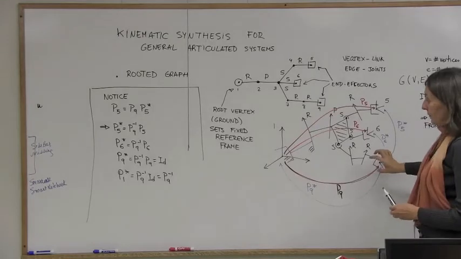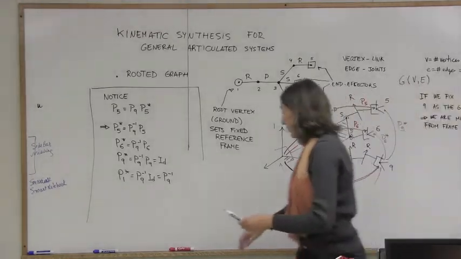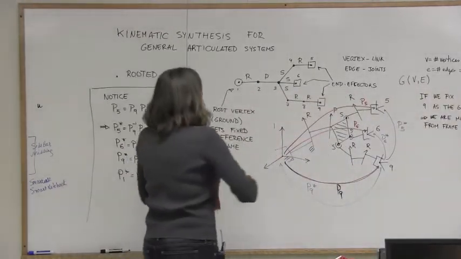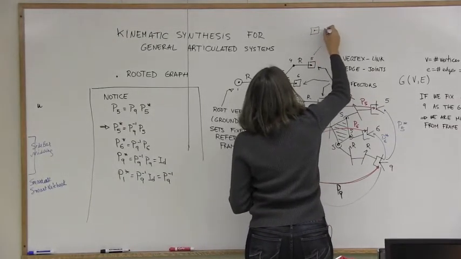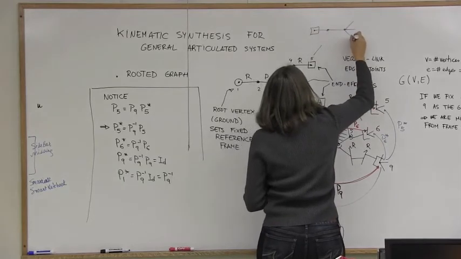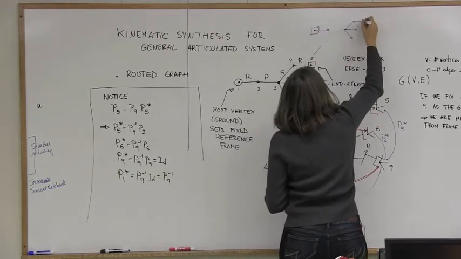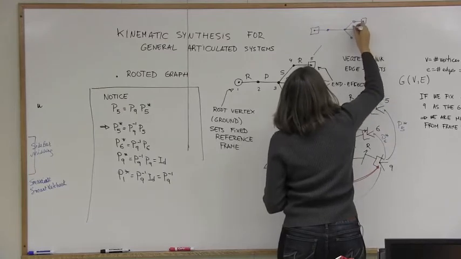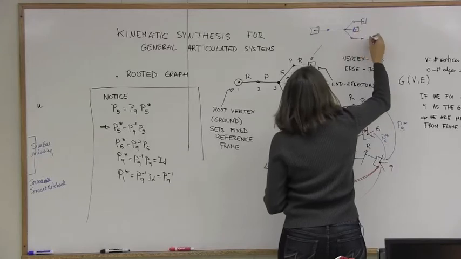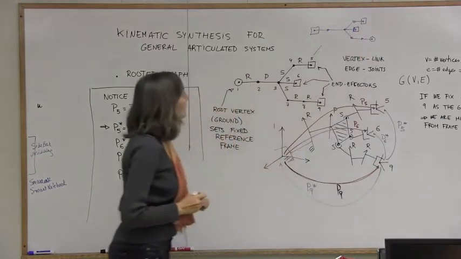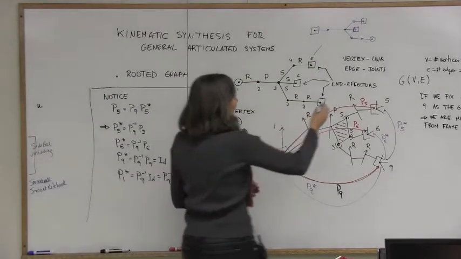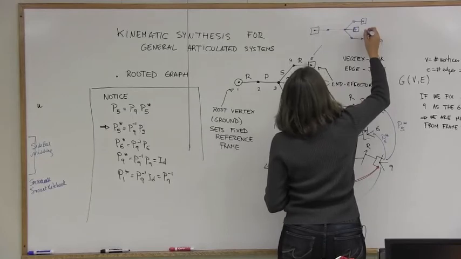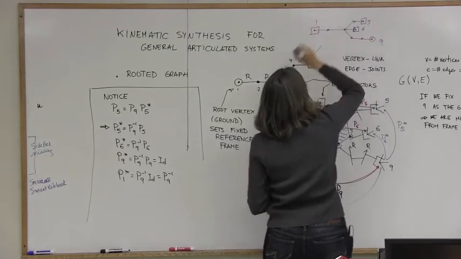Okay. So what we have done is we have changed this graph. This is a square, and this is our ground now. All right. So now 9 is our ground, and then 6, 5, and 1 are the end effectors.